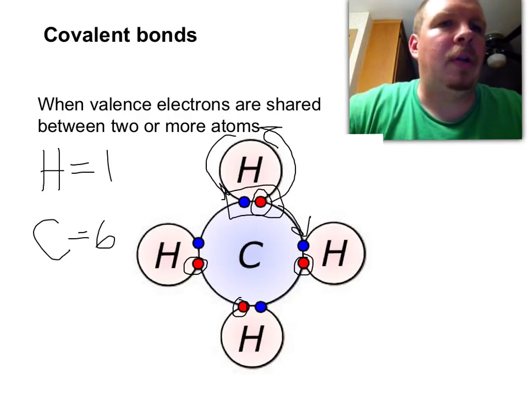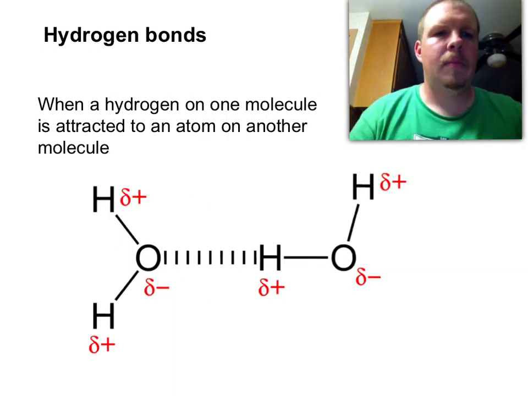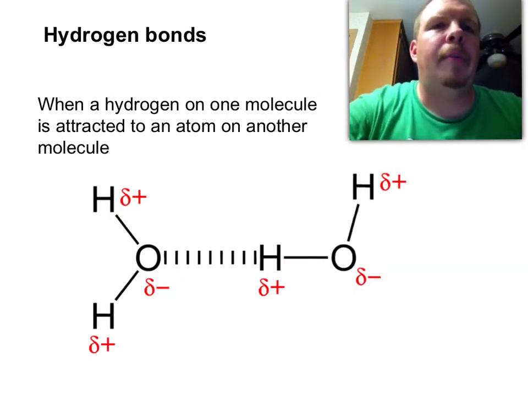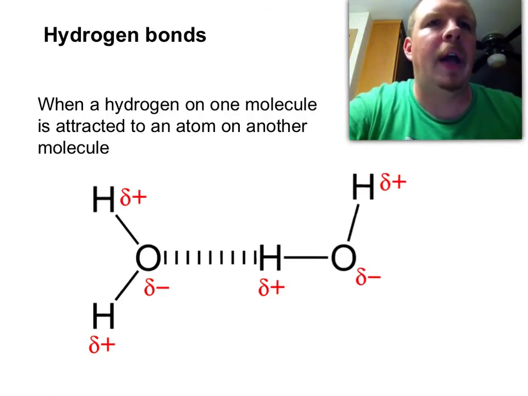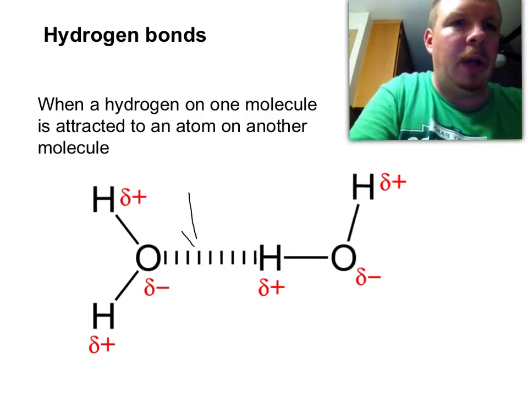So next up is the hydrogen bond. All right, the last kind of bond is called a hydrogen bond, and a hydrogen bond can be defined as when a hydrogen on one molecule is attracted to an atom on another molecule. So in this case, there's no electrons moving around being shared within the bond. And so in this case, what you've got is this right here, this dashed line, all of this.